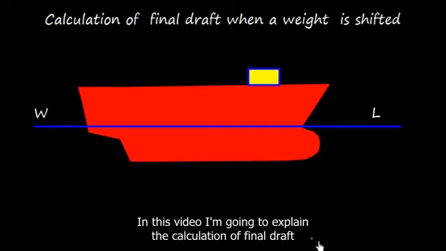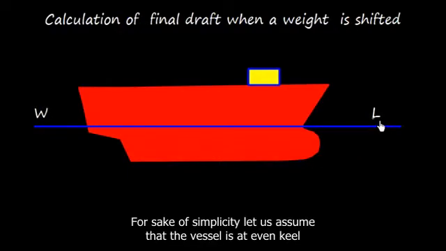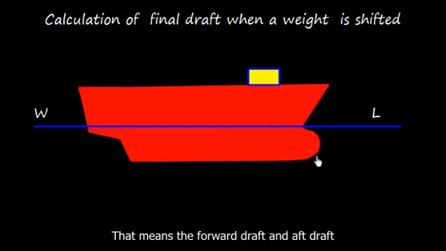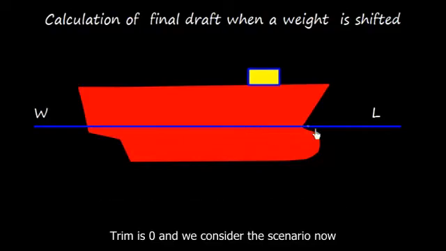In this video, I'm going to explain the calculation of final draft when a weight is shifted. So let us consider this example where this is the vessel and this is the water line. For the sake of simplicity, let us assume that the vessel is at even keel. That means the forward draft and aft draft are the same, or the trim is zero, whether all the draft throughout is the same. Trim is zero, and we consider this scenario.